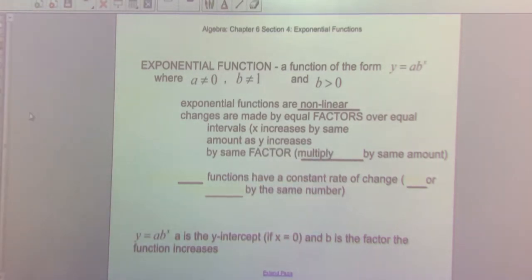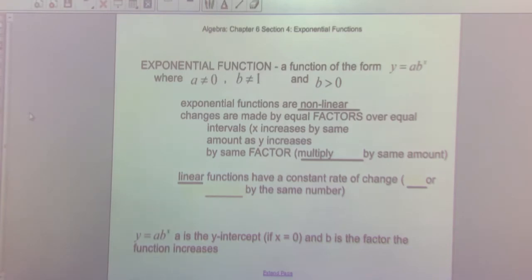If you're multiplying by a number greater than 1, it's exponential growth because it'll get bigger from left to right. If you multiply by a number less than 1, which is the same as dividing, that's called exponential decay because your numbers are getting smaller and smaller and smaller. That's the next two sections, exponential growth and exponential decay.